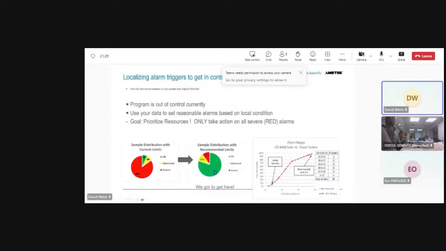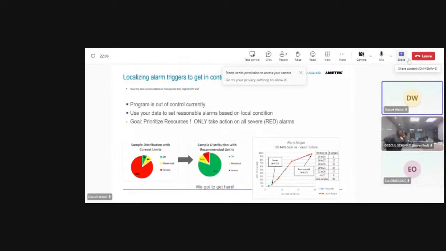There's one big problem with this, and that is that a lot of people still rely on the original alarms from 40 years ago, or 20 years ago. Things have changed. The condition of the facility is different. The oil that they're using has changed. There could be a change in the performance of the equipment. And what happens is they end up with way too many alarms.